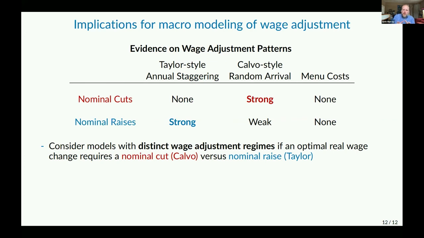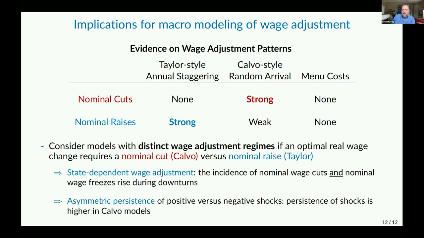This is going to generate a much richer set of dynamics in our business cycle models in two ways. First, it'll generate state dependence in wage adjustment, because in downturns, you're going to see a shifting of the distribution of optimal wage changes towards the left, towards zero, and towards negative values. And that's going to mean that you're going to see the incidence of both nominal wage freezes and nominal wage cuts rising as the Calvo procedure becomes more relevant during downturns. And that's going to generate a lot of state dependence in wage adjustment.